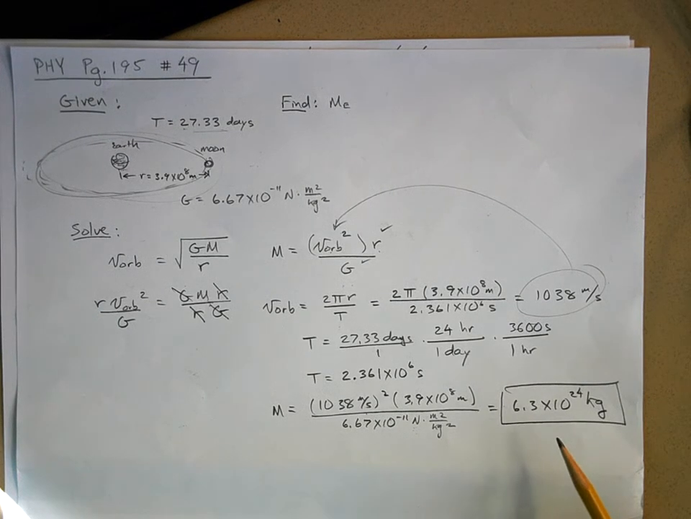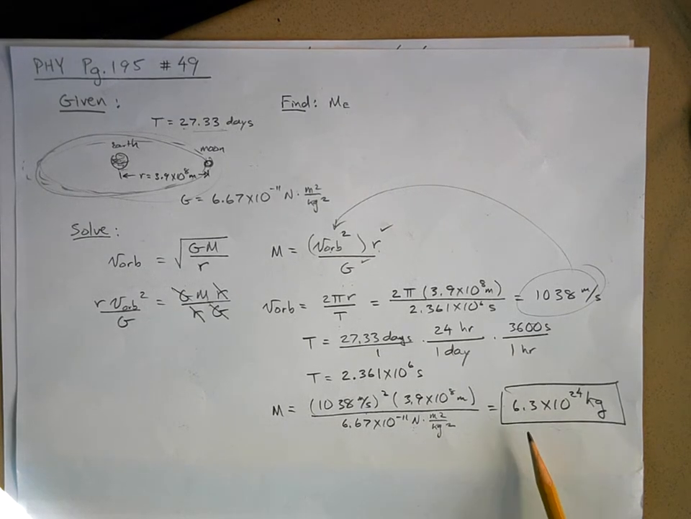Because the moon doesn't move in a perfect circle around the Earth. It moves in an ellipse, and it doesn't move around the center of the Earth. It moves around the center of mass of the Earth-Moon system. So there's little things in there that are going to make this a little bit wrong, but it's pretty close to being correct.